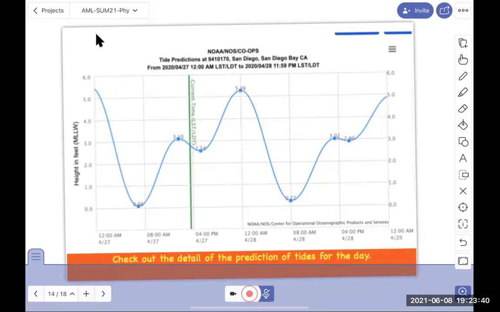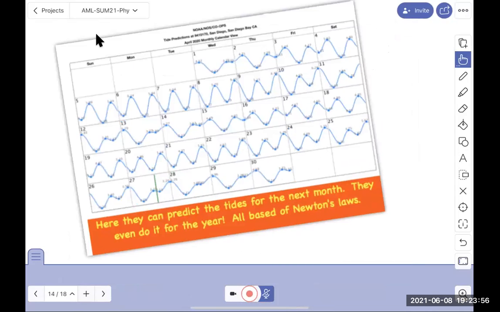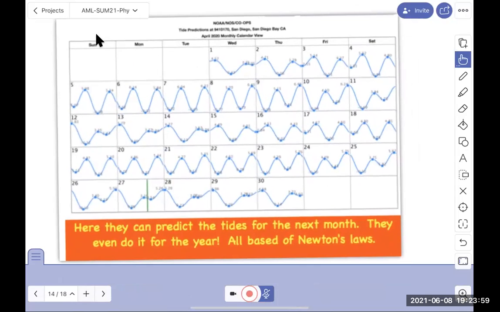Anyway, this is a graph of tides, high tide and low tide, throughout a 2-day period. We make tidal predictions, and you can do these for the whole year, by the month. NOAA does these, and they're basically using Newtonian physics. One of the main equations they're using is the universal law of gravitation, all based on Newton's laws.